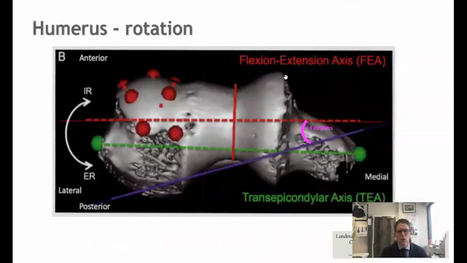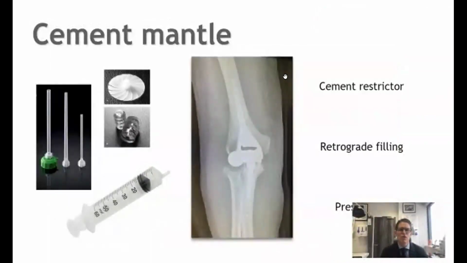Rotational alignment is important, whether we are doing a hemi or a total elbow replacement, but arguably with a total elbow replacement there are more components to get mal-rotated. And of course the cement mantle is very important in terms of making sure that we have complete whiteout by using cement restrictors proximally, by retrograde filling of the canals, and using a pressurizer. And I use the bung off a 50ml syringe as my pressurizer around my narrow nozzle cement introducer, and I find that works very well.